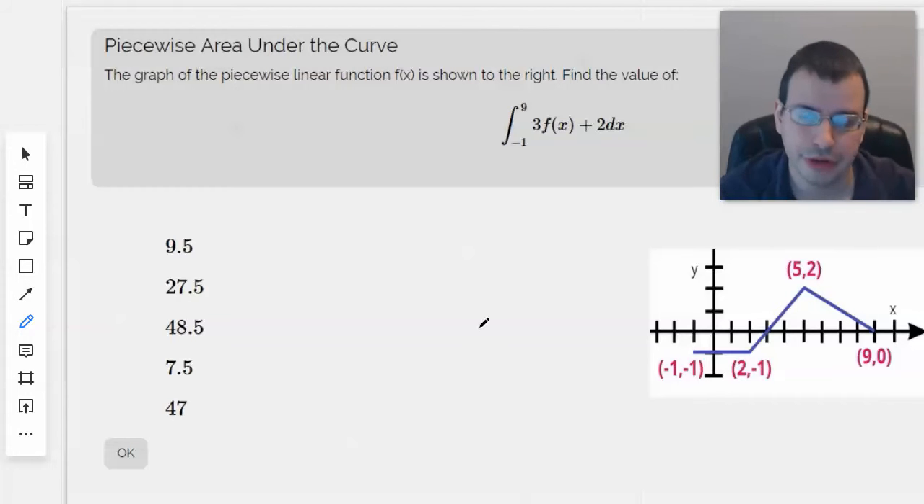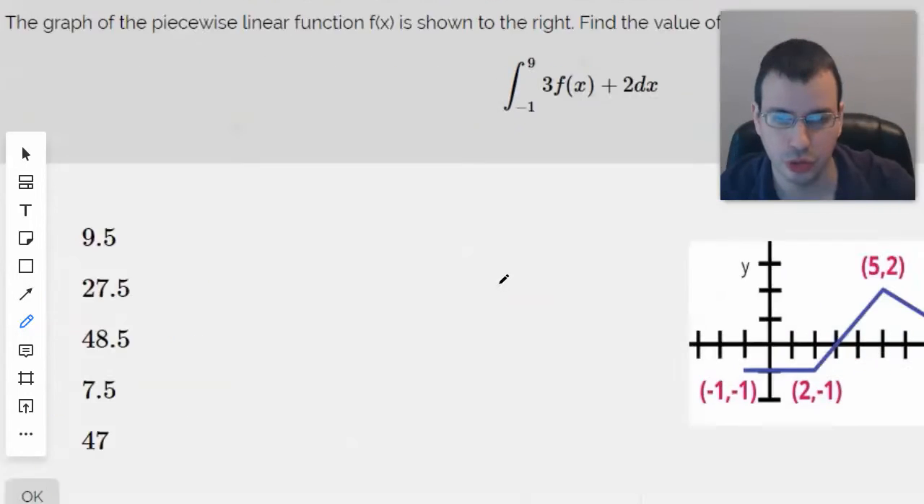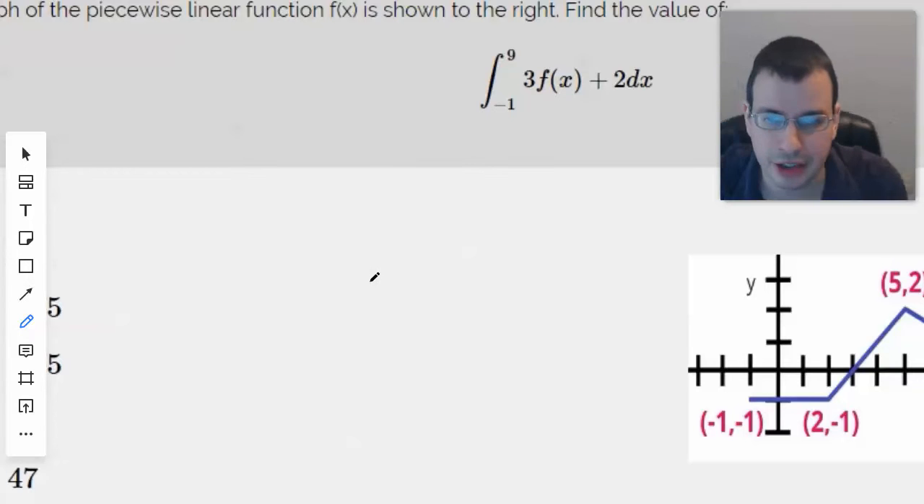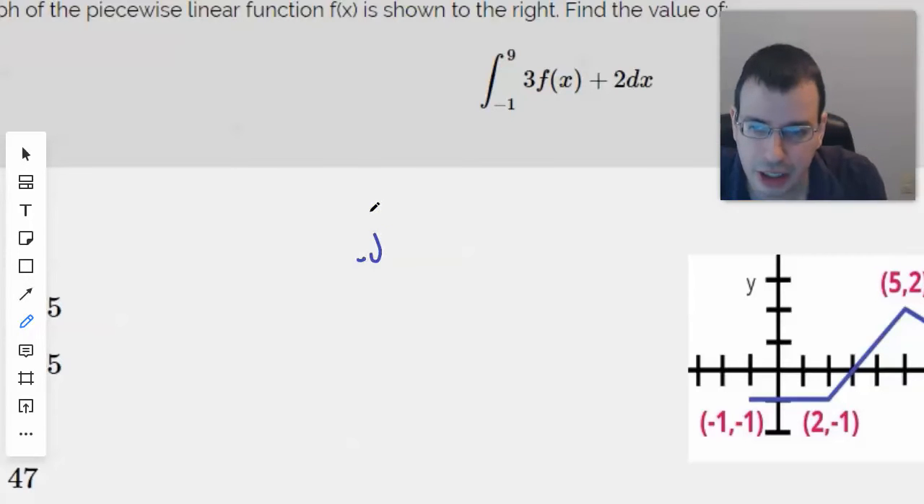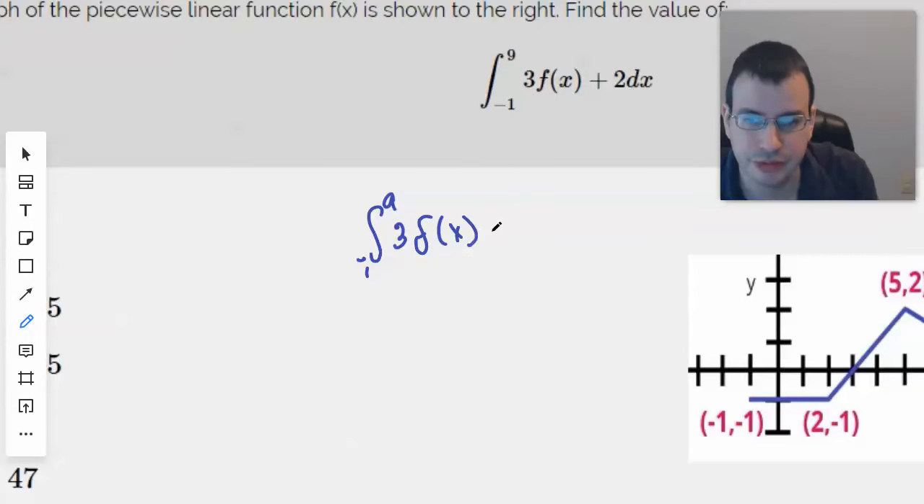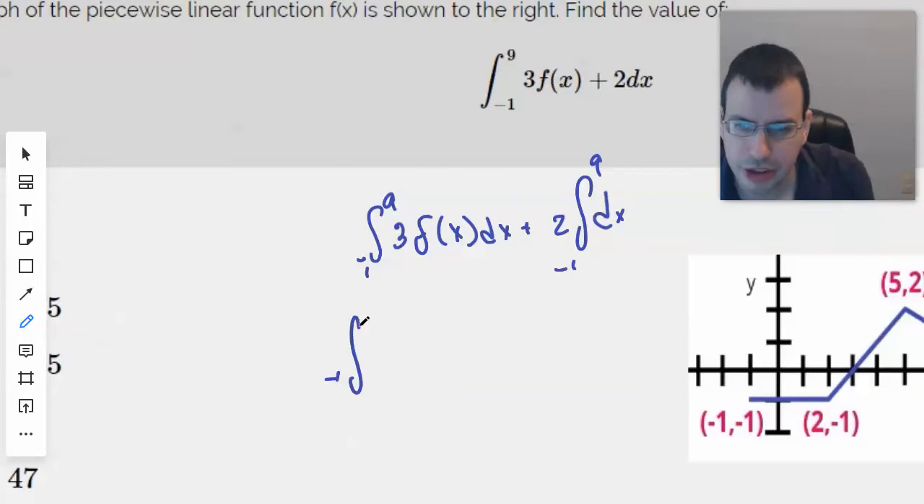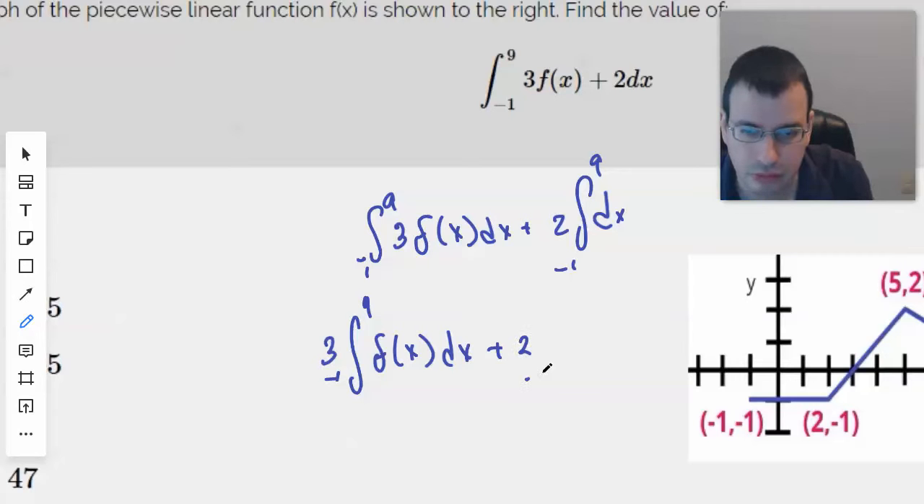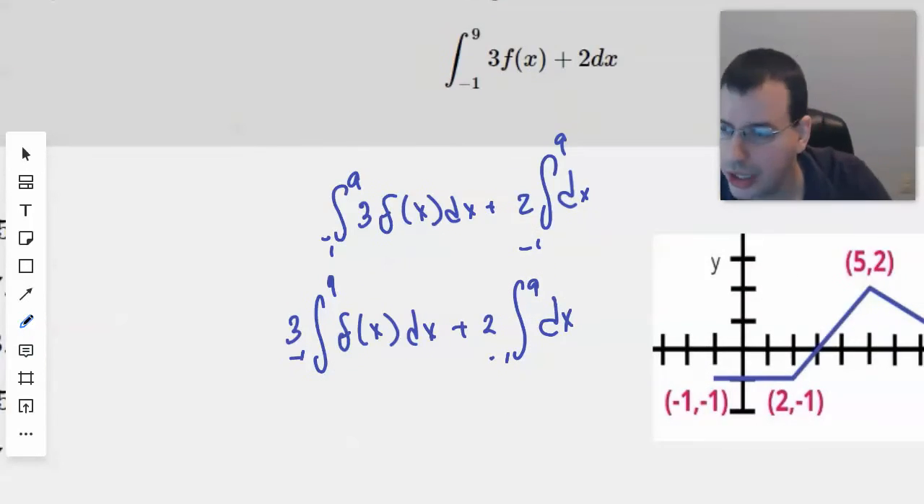integrals. So I'm going to rewrite this as, scooch the chair over slightly, the integral from -1 to 9 of 3 f of x dx plus 2 times the integral from -1 to 9 of dx. Okay, and maybe one more rewrite. Perfect.